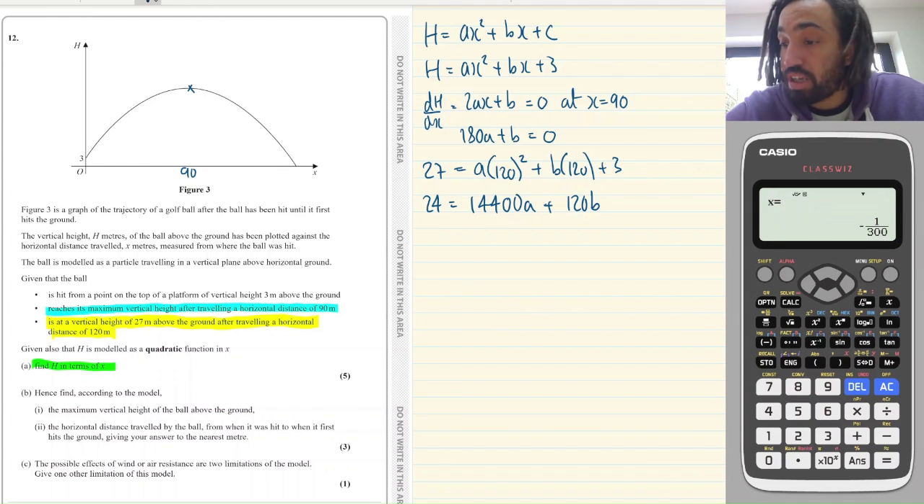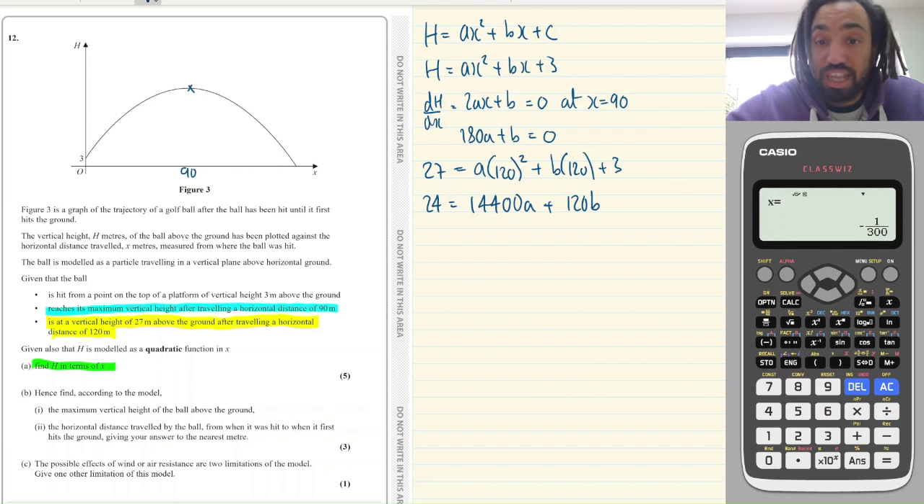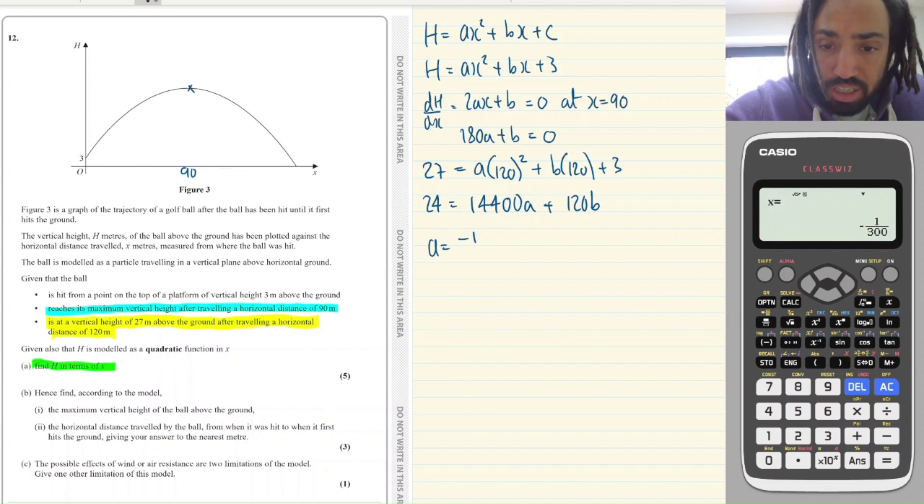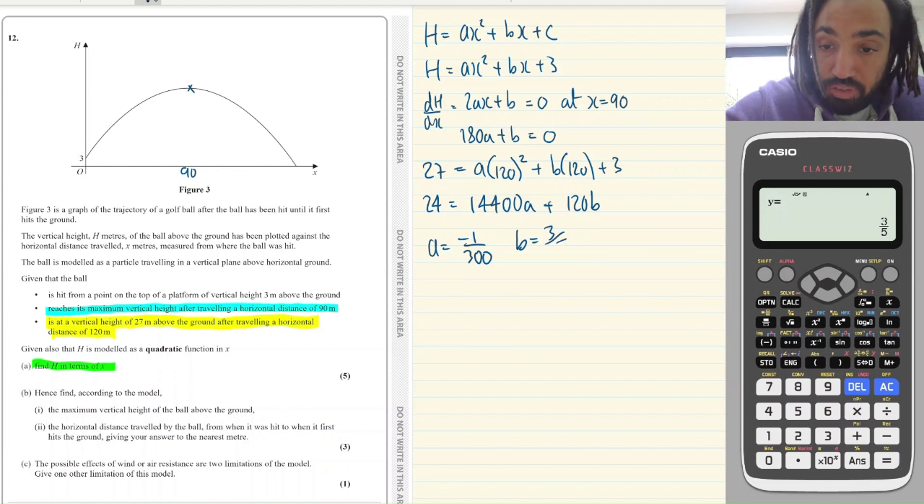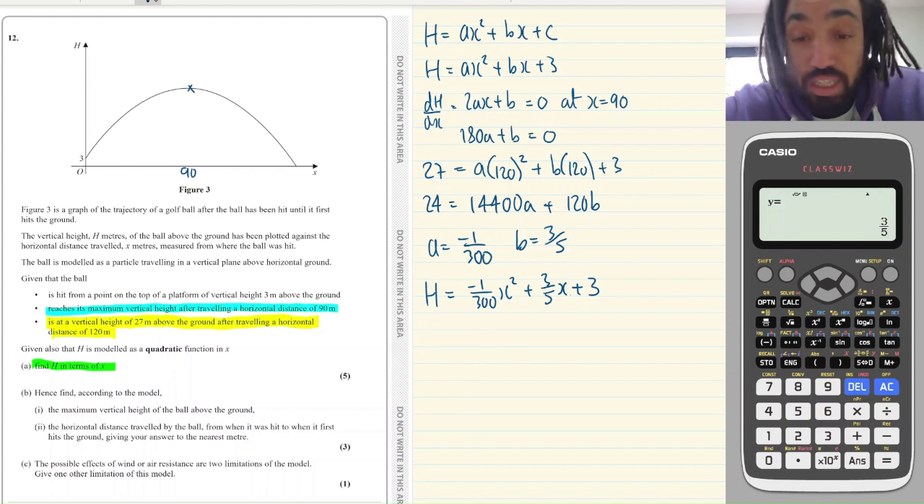Okay, so we have x, which is the a value, is equal to minus 1 over 300. And then the other one, the y, which is the b value, is equal to 3 over 5. So therefore, the function h is equal to minus 1 over 300 x squared plus 3 over 5x plus 3. So that is the function.